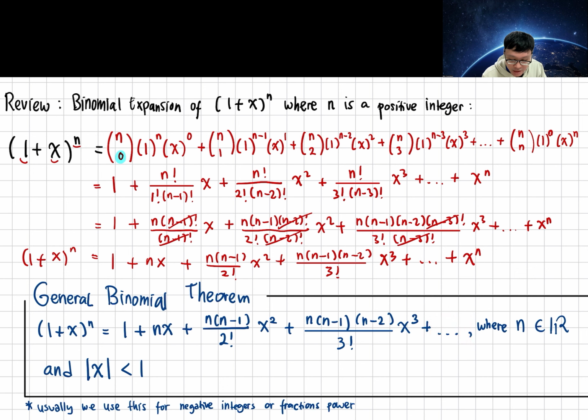The series is an infinite series, which means that we don't have a last term. It keeps adding until infinity, meaning it never ends. And this formula works for any real number n. You can have negative powers, you can have fraction powers, you can also have irrational powers like pi or square root 2 or square root 3 or something.